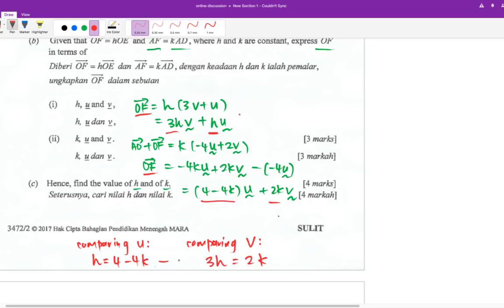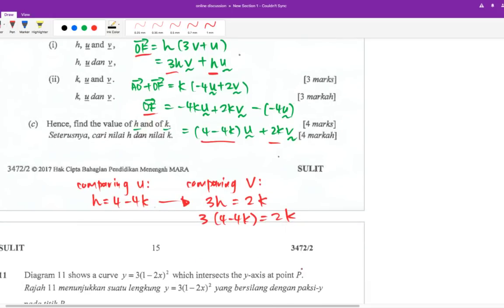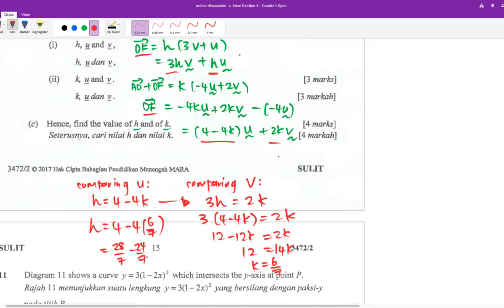And then I will do some substitution. You can see 4 minus 4K equals 2K. Then I will actually get 12 minus 12K equals 2K. Then I get 14K equals 12. So K equals 6 over 7. Then I substitute here, 4 minus 4 times 6 over 7. You use the calculator, it is 28 over 7 minus 24 over 7. Then you will get 4 over 7. This is how we get the value of H and K.